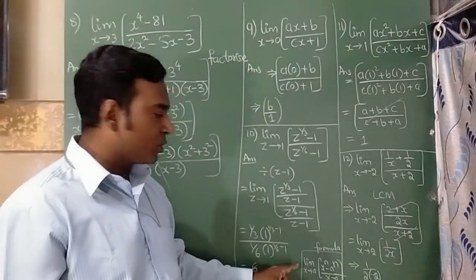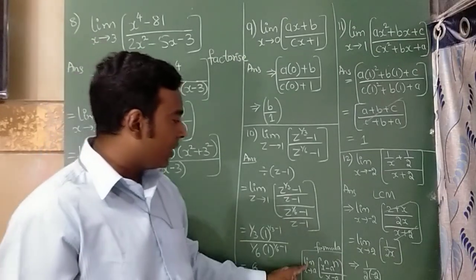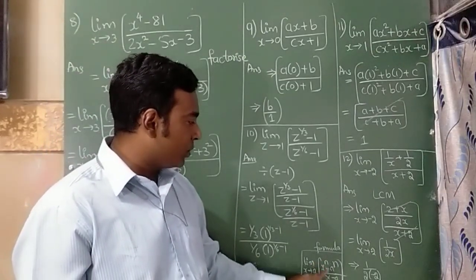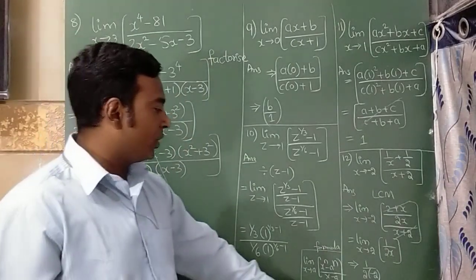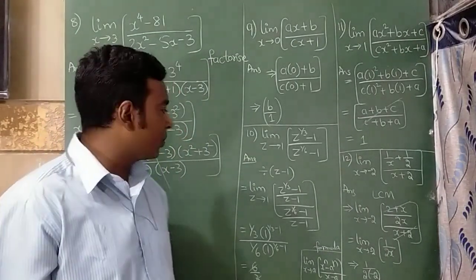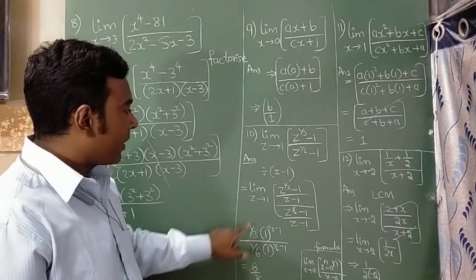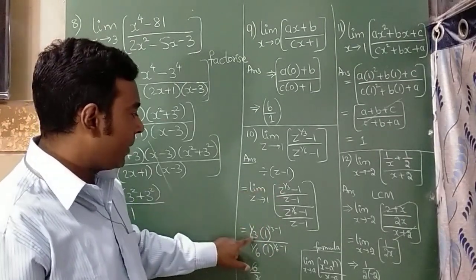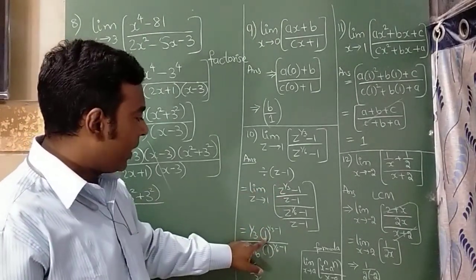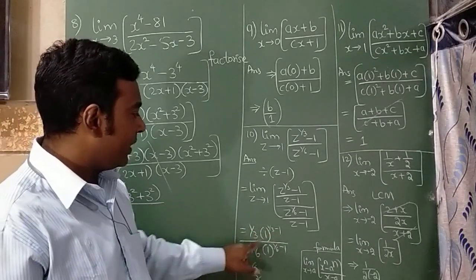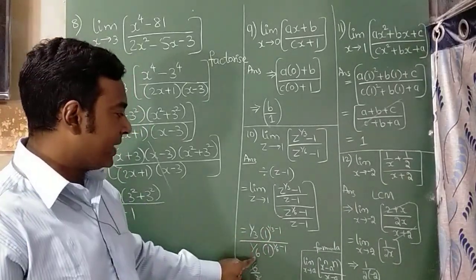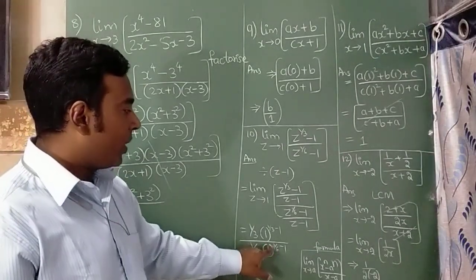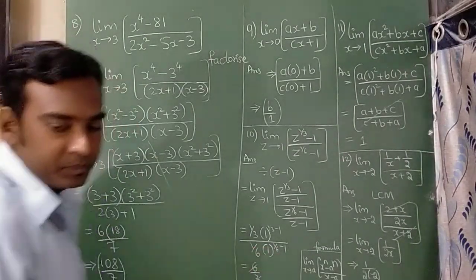I have previously solved one of the questions. So limit x tends to a, x raised to n minus a raised to n divided by x minus a, that is n into a raised to n minus 1. So this will become, you can see here n value is 1 by 3, a value is 1, so 1 by 3 minus 1, divided by, in the denominator n value is 1 by 6, 1 by 6 minus 1.